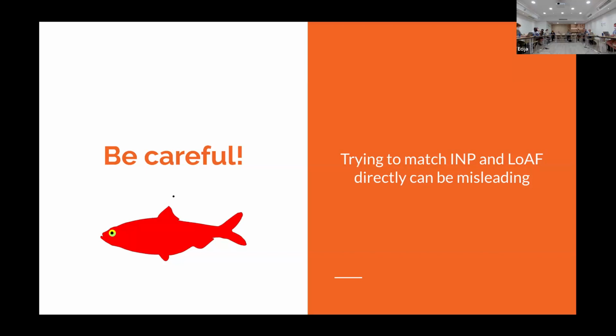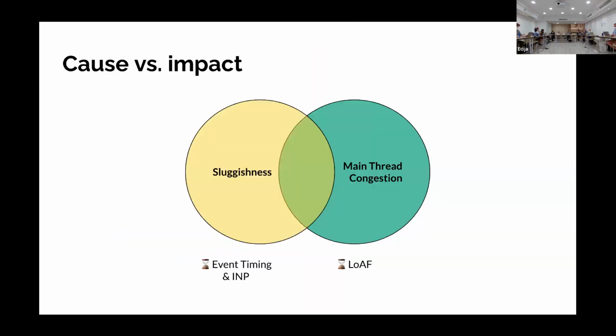It might incidentally tell you the whole story. But the user experience of a single car doesn't always tell you the same story as looking at the city from above and finding the congestion points. And the way I see it is like this. It's a cause versus impact. You have main thread congestion and you have sluggishness. And in some cases, they coincide.